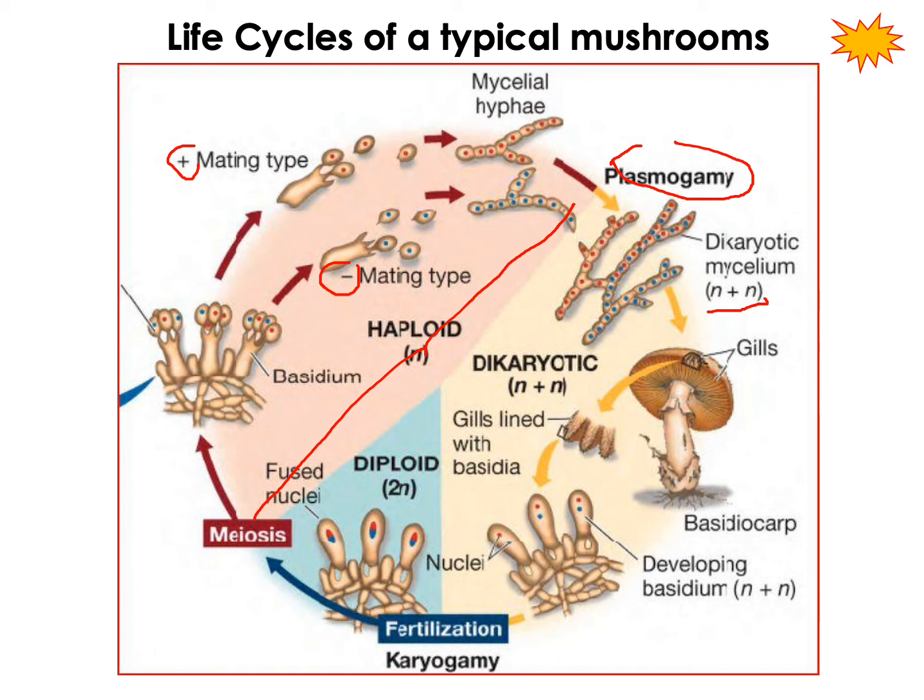And then in the gills, the basidium, same thing: gills lined with basidium and produce nuclei. And then there's fertilization. Fertilization produces diploid, 2N. And then it will go through meiosis and the same thing happens again.